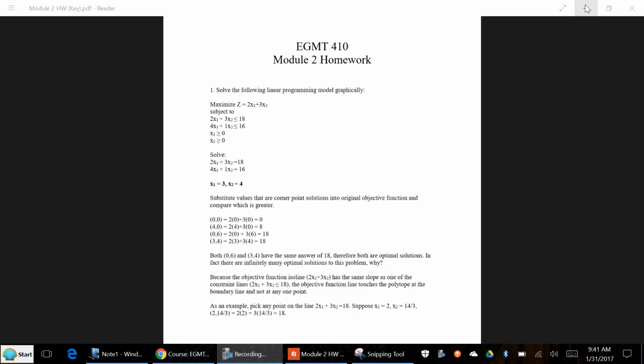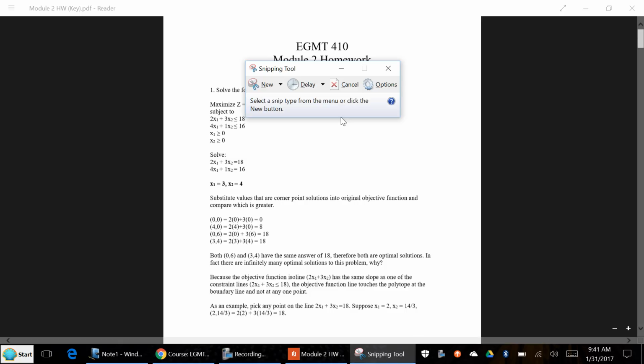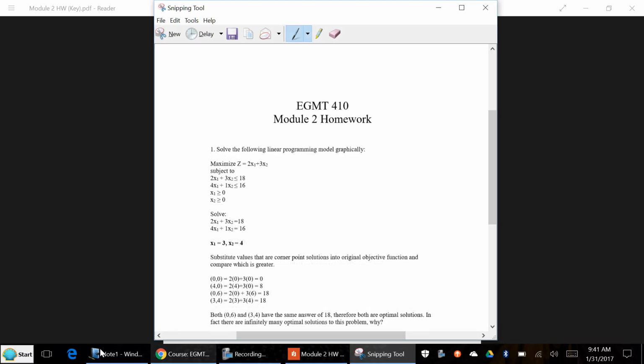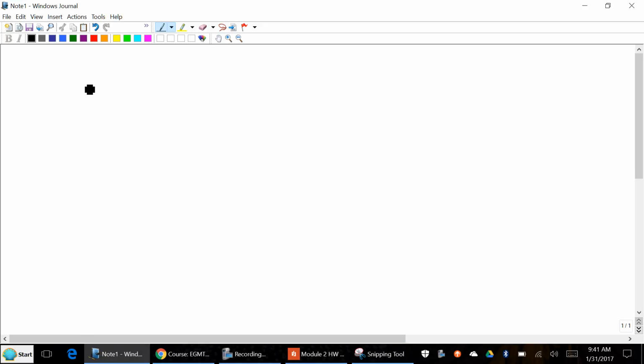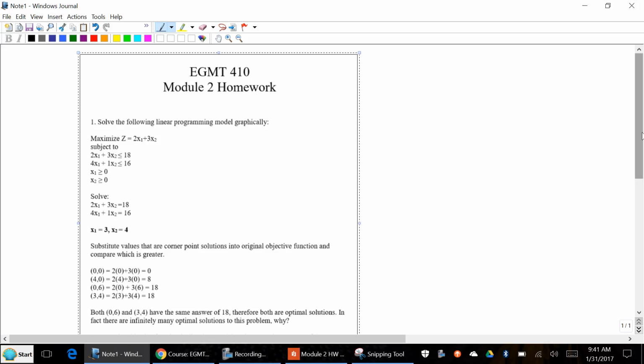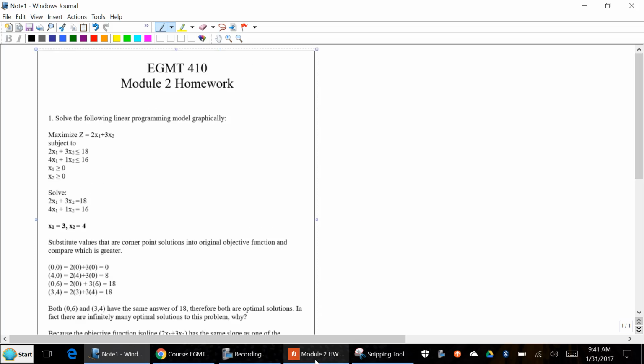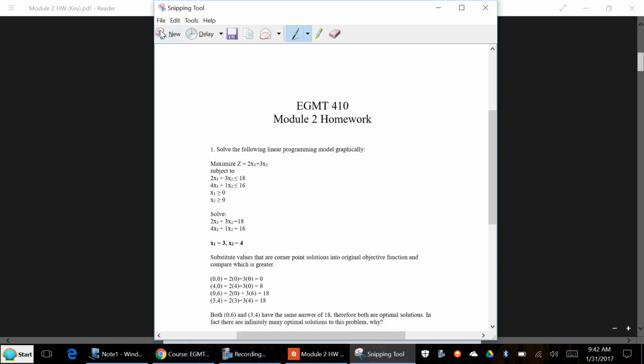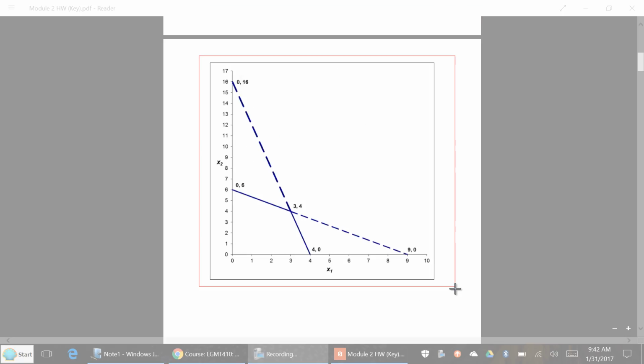Okay. So basically what we have is we want to solve the following linear programming model graphically. So what I'm going to do is just come down here and snip this and put this in Notes, and that way I can view it. And go ahead and snip this graph.